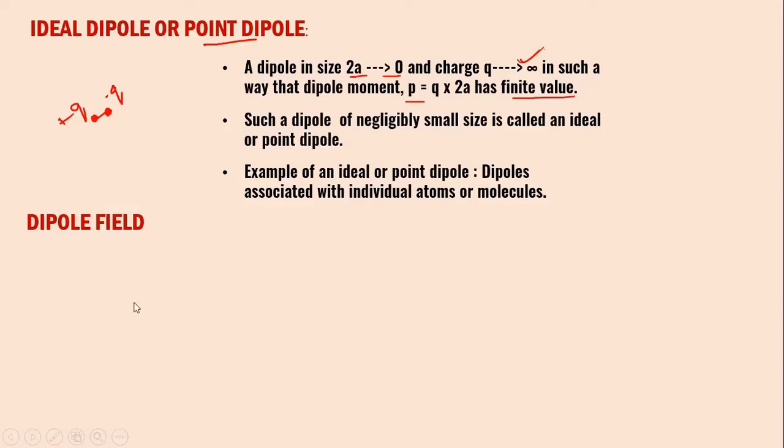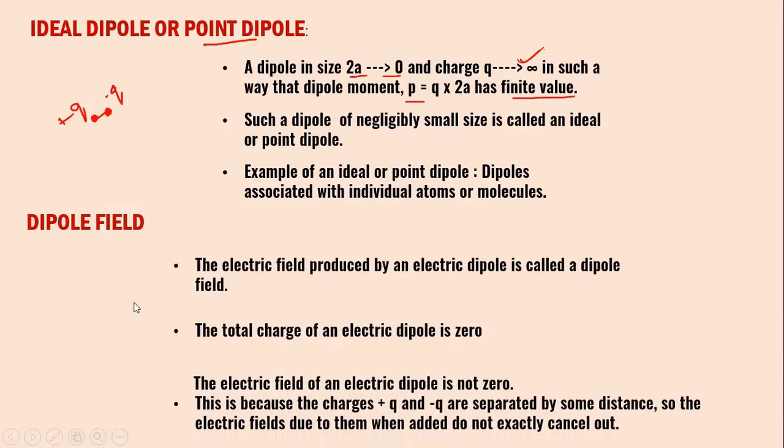Next, a very important term associated with a dipole is the dipole field, about which we will be learning the derivation steps in more detail. So let us first concentrate on the dipole field. It is the electric field produced by an electric dipole, and here we have a dipole consisting of two equal and opposite charges. So the net total charge of an electric dipole is always 0, but still it will have a certain dipole field. Why is it so?